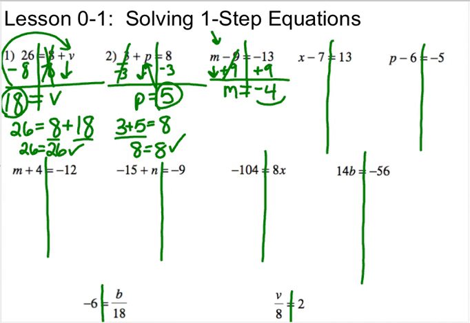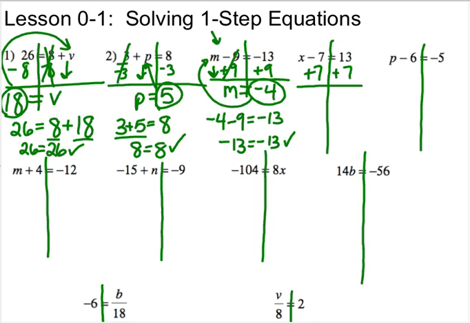Check my work. I am going to check by substituting negative 4 in for m. Negative 4 minus 9 is negative 13. Negative 13 equals negative 13. I am correct. Next, x equals 20. By substituting 20 in for x, 20 minus 7 is 13. 13 equals 13.